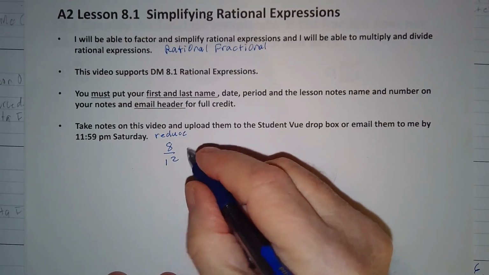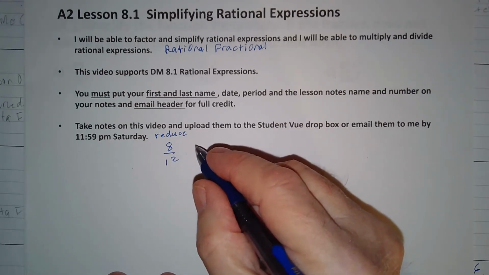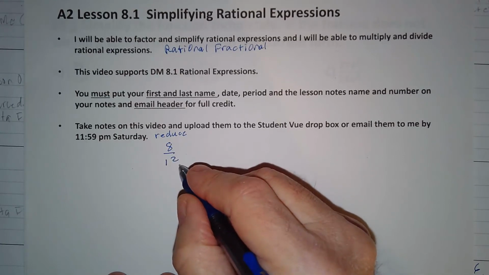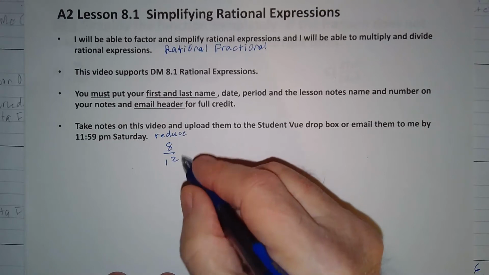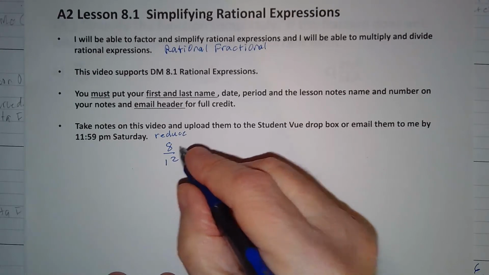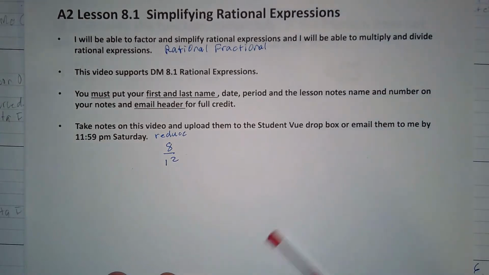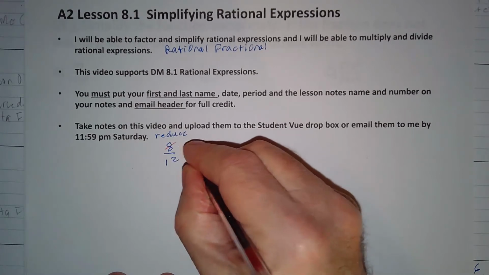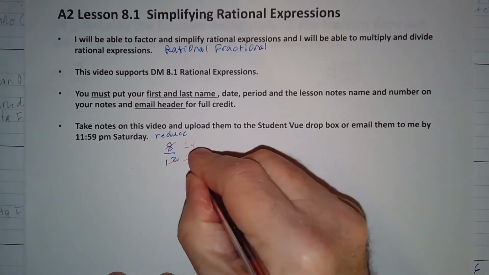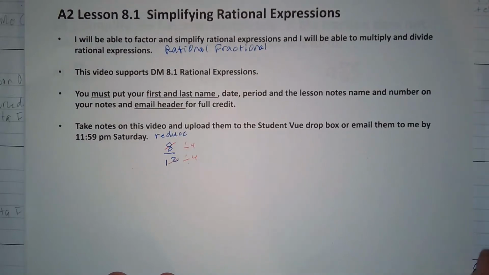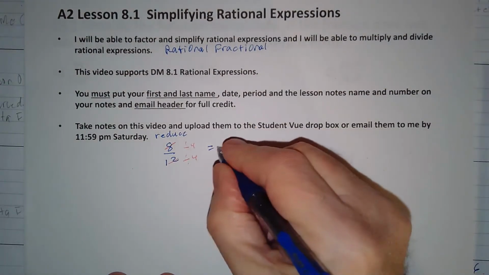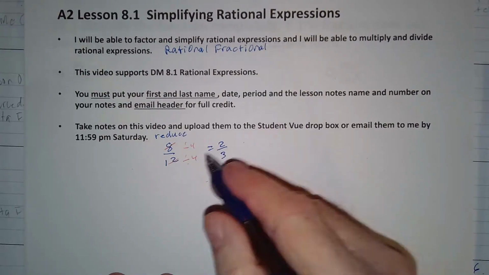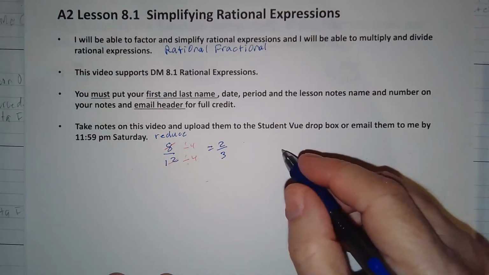So what you would want to do is you'd want to factor this. So you would look at the 8, and what could we divide that by? And the 12, what could we divide that by? So we're looking for the greatest common factor. Well, it looks like we could divide 8 by 4, and we could divide 12 by 4. And so then 8 divided by 4 is 2, and 12 divided by 4 is 3. So that's the simple way you would be doing that. But we're going to show you another way to do this.